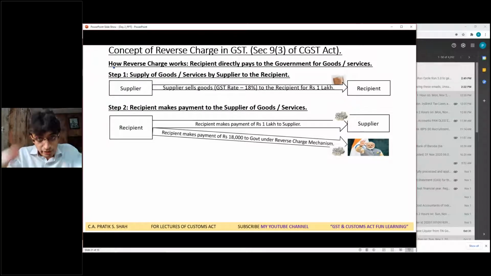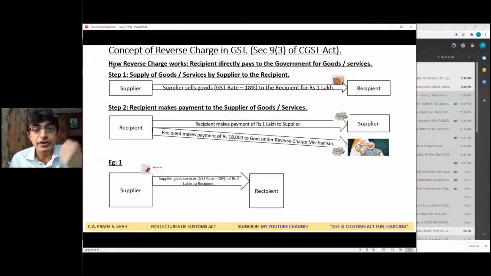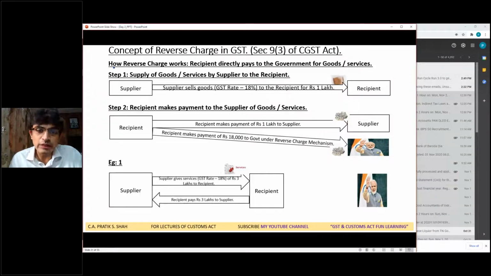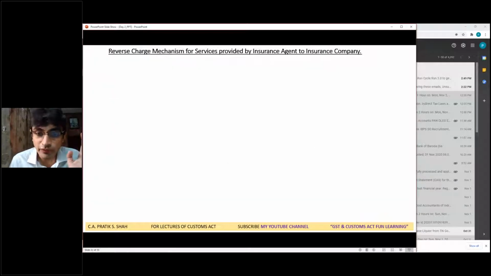So normally what happens? Supplier collects and pays GST to the government. Under reverse charge, the recipient, the buyer, will directly pay GST to the government. This is the concept of reverse charge. Okay, so suppose example 1, I am a supplier giving you services of 3 lakh. As a recipient, you will only pay me 3 lakh, and the GST that is applicable on this, you will directly pay to the government. So this is how reverse charge will work. Clear? I hope the concept of reverse charge is clear to you.